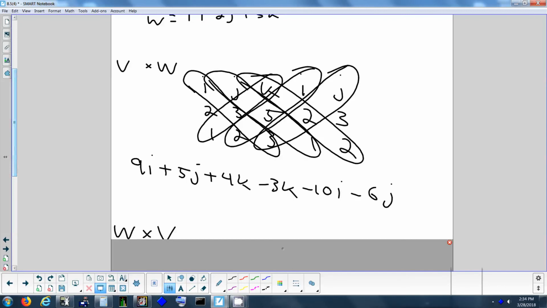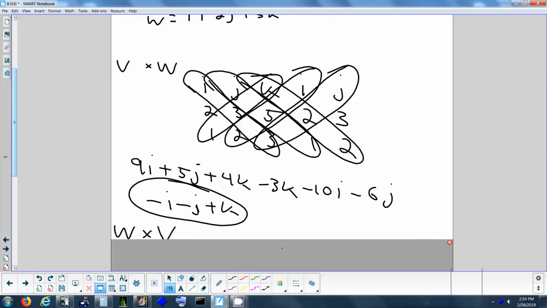9i minus 10i. 5j minus 6j. And 4k minus 3k. That is the cross product. And notice the kind of answer that we got. It's a vector. So when you do a cross product, the answer is a vector.